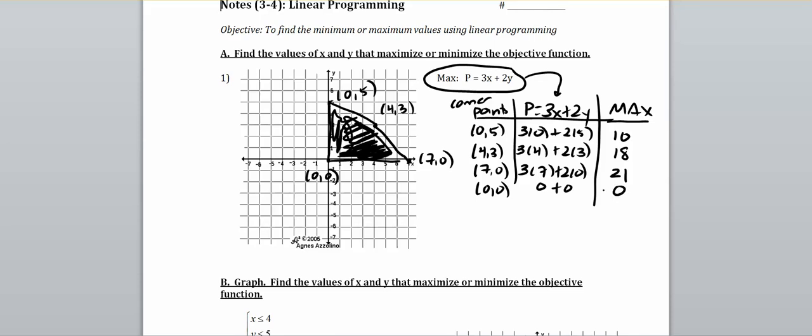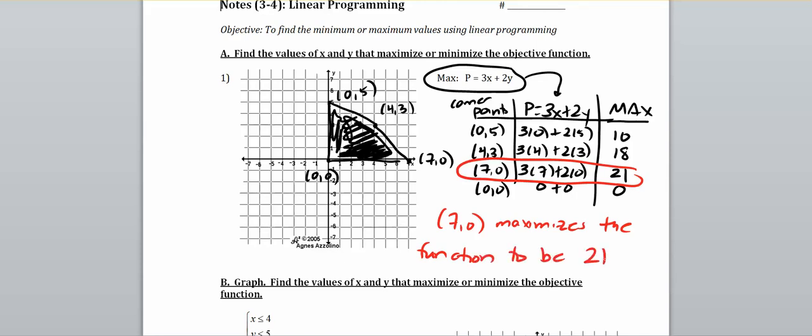So once I've completed my table, I will look at my completed chart and say, okay, if I want the maximum value, it was at 7, 0. I do want you to come up with a phrase for an answer. You're going to say 7, 0 maximizes the function to be 21. You could say something like 21 is the maximum when you use an x value of 7 and a y value of 0. You don't have to write it exactly in those words, but you need to come up with an answer to tell the reader what x, y value is going to maximize it, and what the maximum would be.